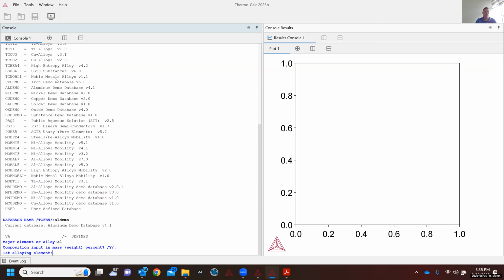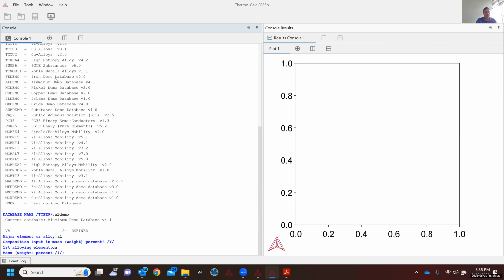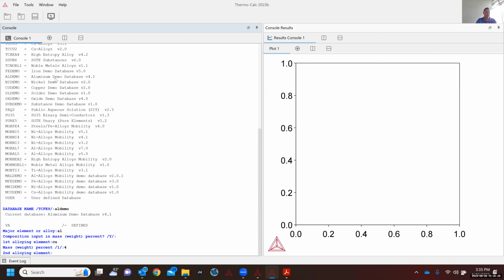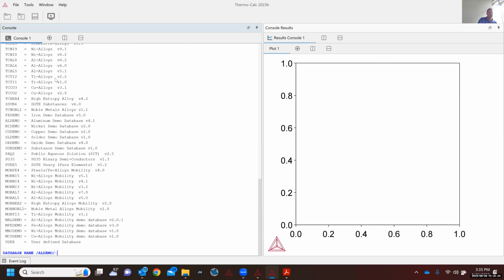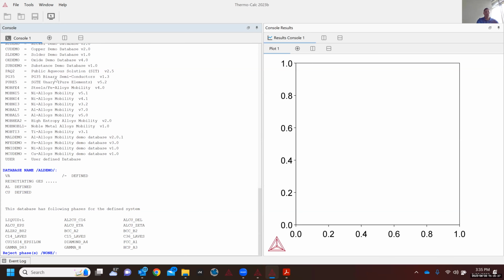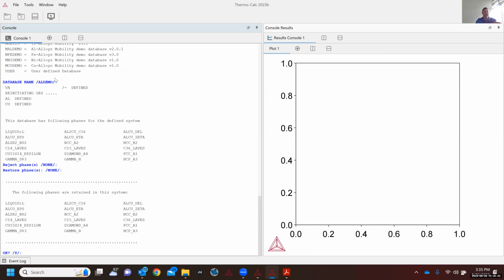If you say no, you can input in mole percent. Depending on what you're doing, it's more useful. If you're dealing with commercial alloys or derivations of commercial alloys, you're going to do weight percent. If you're dealing with high-entropy alloys or something, you're going to use atomic percent. So our first alloying element is copper. It'll ask how much, 4. Second alloying element, we're just going to do a binary alloy. We'll start at 1500 for a temperature. There's the database. This one will ask us if we want to reject any phases. I'm not going to reject or restore any phases.